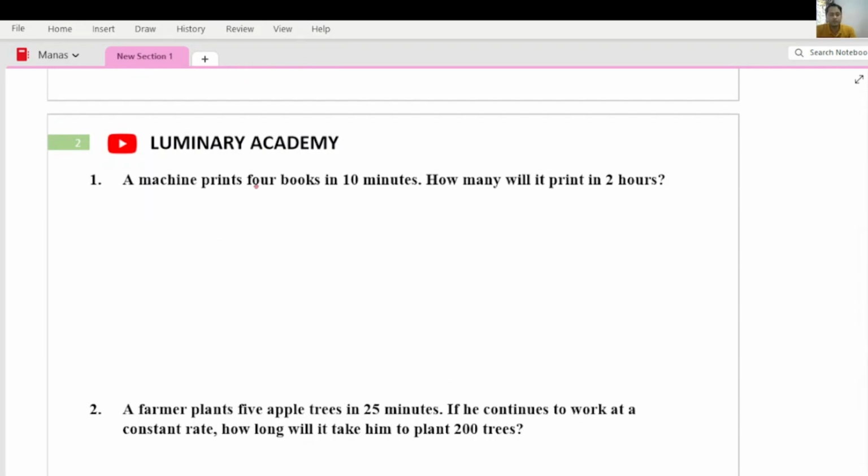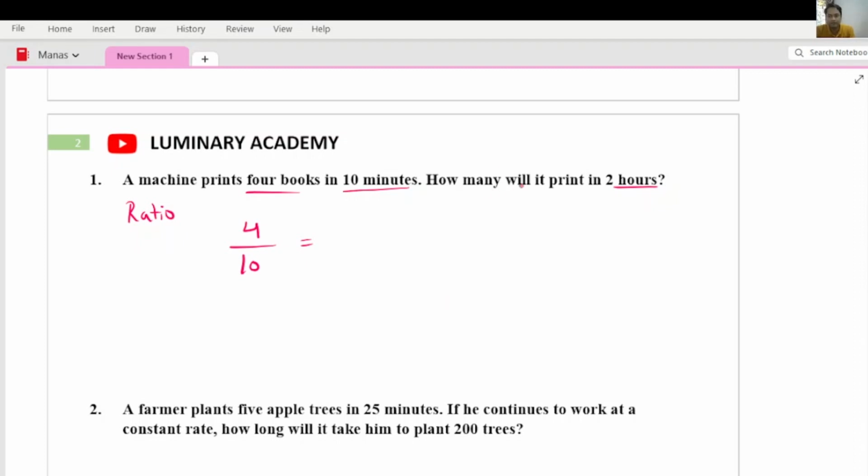There is a machine which prints 4 books in 10 minutes. How many will it print in 2 hours? First I will do it with the ratio method. In the ratio method, we see how many books are printed: 4. So I'll write 4 here. I am taking books in the numerator and the time in the denominator. How many minutes is it taking? 10 minutes. So I'll write 10 minutes here.